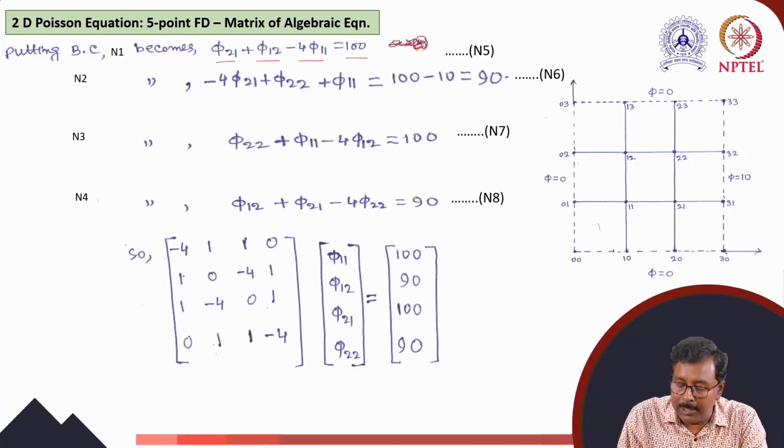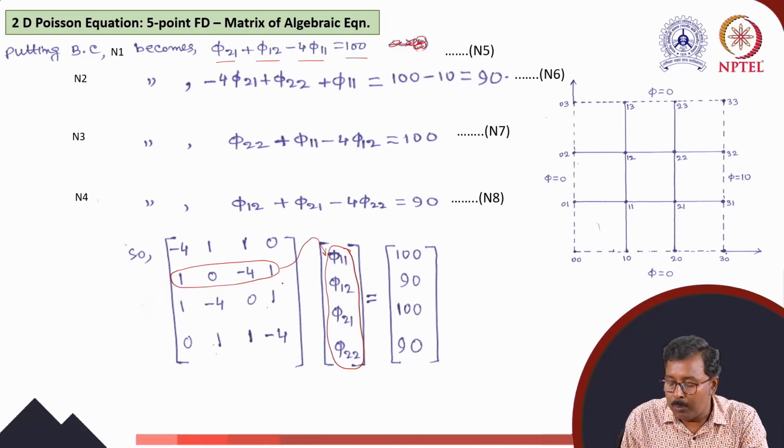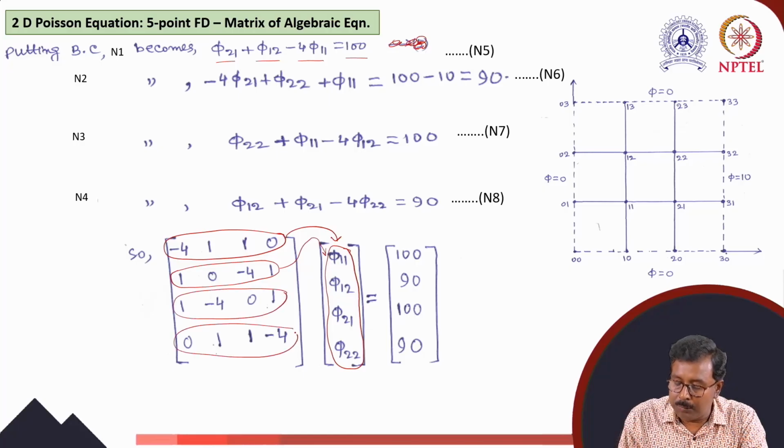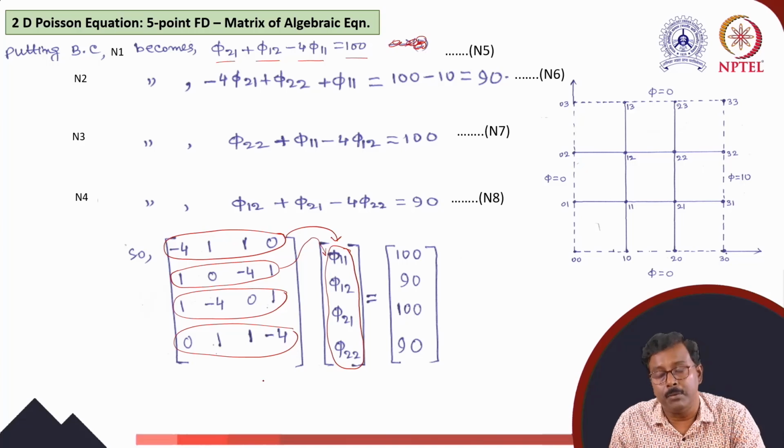So ultimately this is forming an equation. This row multiplied by this matrix gives you 100. So 1 into phi 1 1 plus 0 into phi 1 2 minus 4 into phi 2 1 plus 1 into phi 2 2 is equal to 100. That is nothing but this equation. In this way you can represent it in matrix form. Similarly, for this row also, by putting this, you get the equation we found. These 4 rows represent 4 equations.